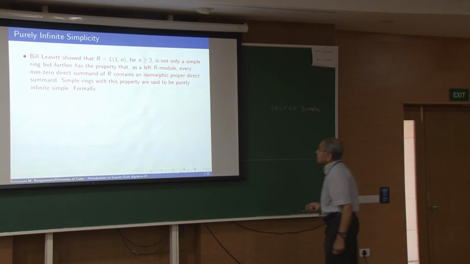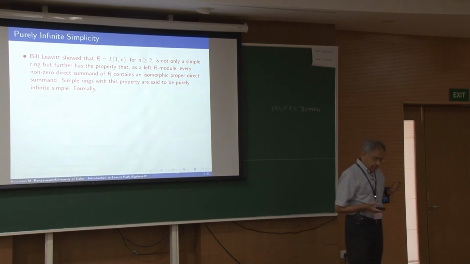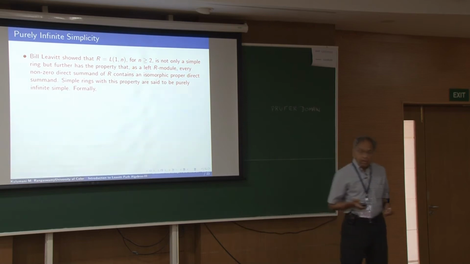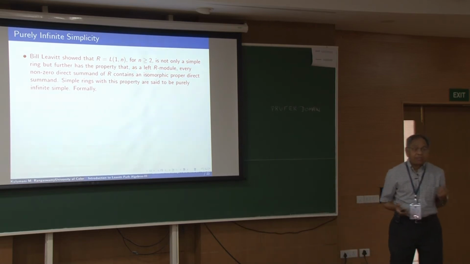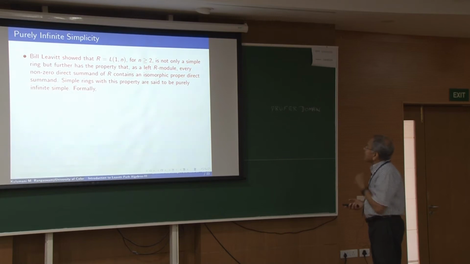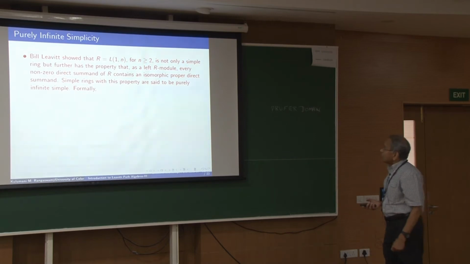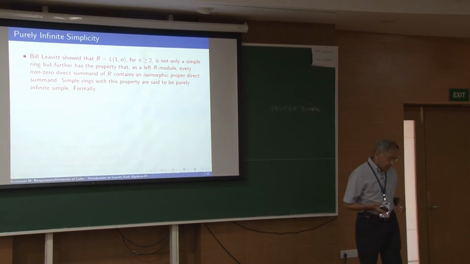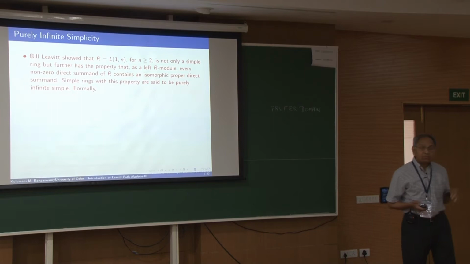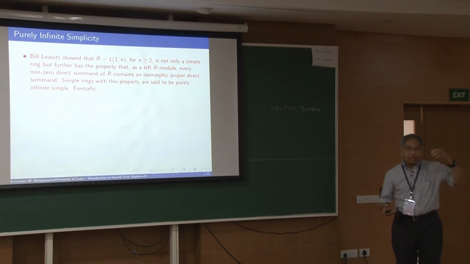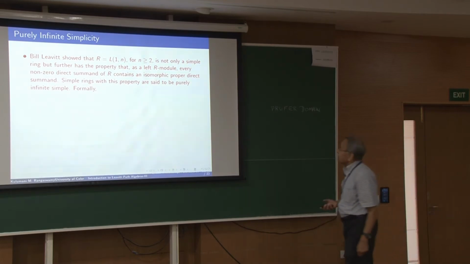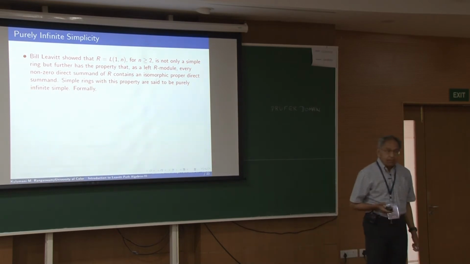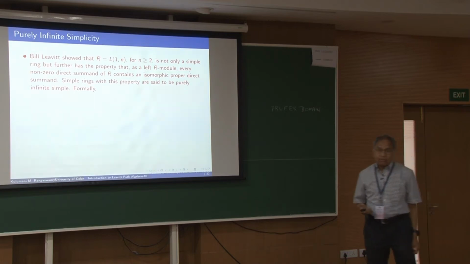Bill Leavitt not only showed that the Leavitt ring L(1, n) is a simple ring, it also has an extra property. The property being that if you consider it as a left module, then every non-zero direct summand contains a proper isomorphic direct summand. So there are lots of direct summands inside the ring. And this property is what is called the purely infinite simple property.